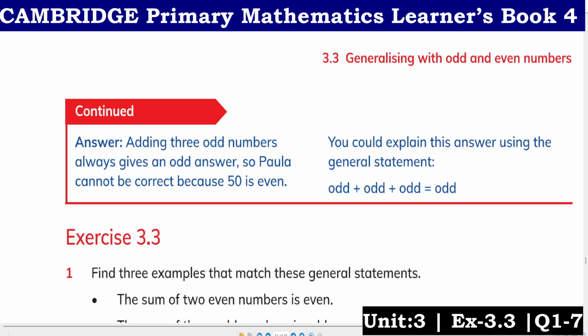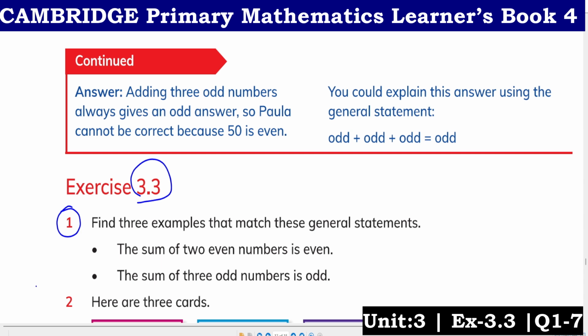Cambridge Primary Mathematics Learner's Book 4, we are starting exercise 3.3, which is generalizing with odd and even numbers. Exercise 3.3, question 1. Find 3 examples that match this general statement. The sum of 2 even numbers is even.